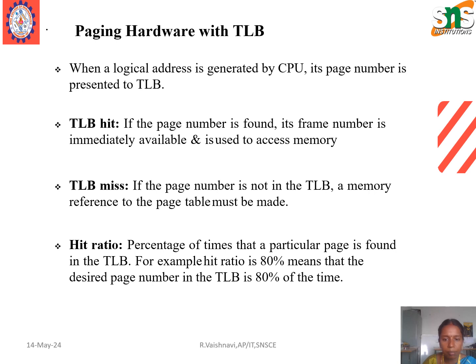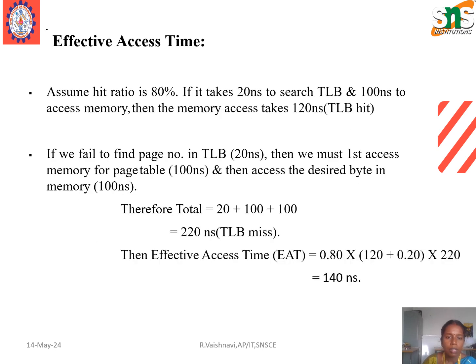If a page number is not in the TLB, a memory reference to the page table must be made. Third one is hit ratio. It is the percentage of times that a particular page is found in the TLB. For example, a hit ratio of 80% means that the desired page number is in the TLB 80% of the time. Next one is effective access time.